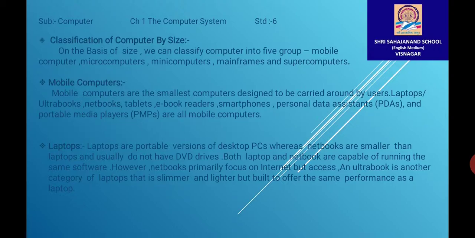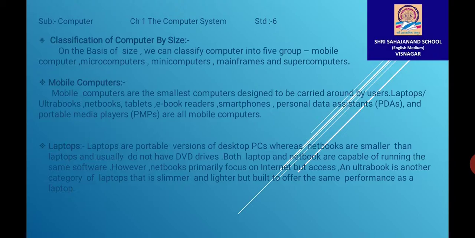Nowadays, everyone knows about computers. Computers are available in different sizes and types. In this chapter, we will discuss the classification of computers on the basis of their size. We will also discuss some input and output devices. Now first, classification of computers by size.